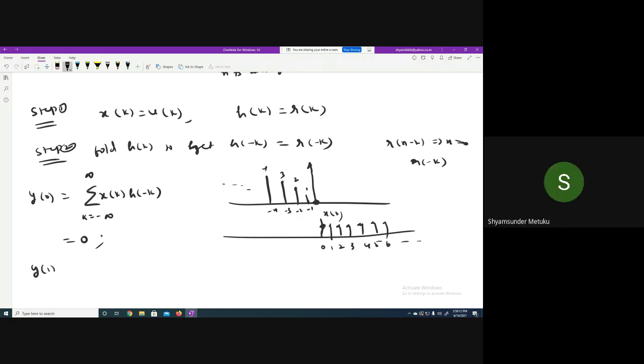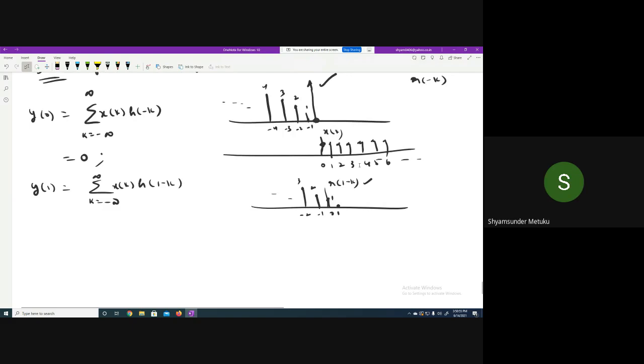Then y of 1 is the summation of x of k, h of 1 minus k, again k from minus infinity. So r of 1 minus k, what does it look like? This is r of minus k. R of 1 minus k I want. Shifted right or left? Right. So it will be 0, 1, 2, 3, it goes on, and 1, 0, minus 1, minus 2, it goes on.